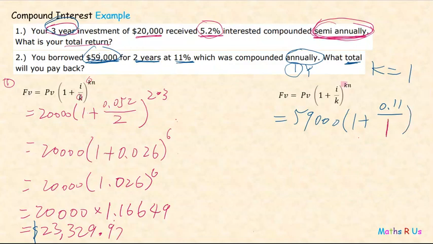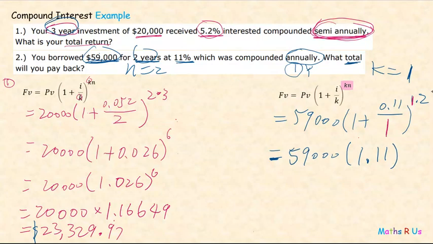Now k is 1. So 1 times n. N is the time in years. How many years? 2 years. In this case, n equals 2. So 1 times 2. After we sort this out, it becomes 1.11 to the power 2. Putting it in your calculator, it is equal to $72,693.90. That's how we work out question 2.